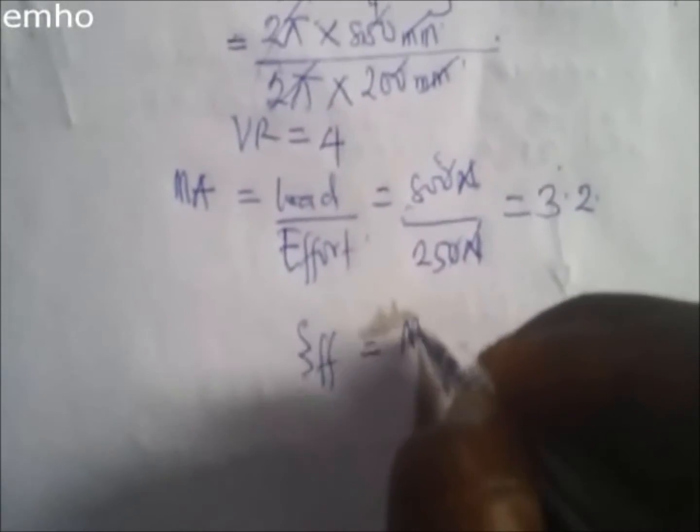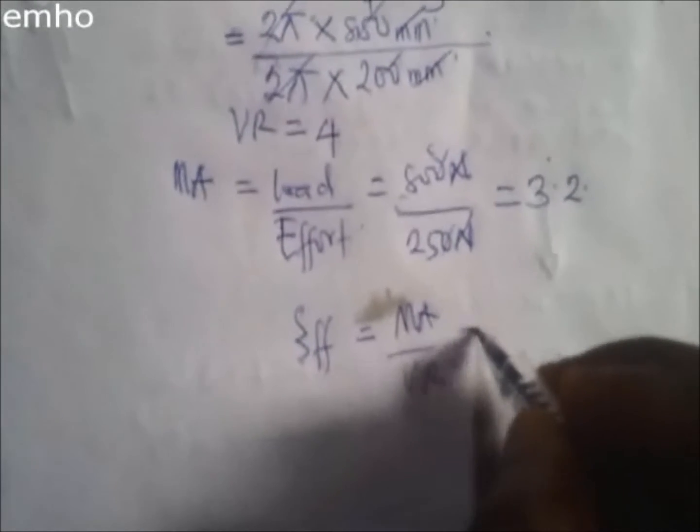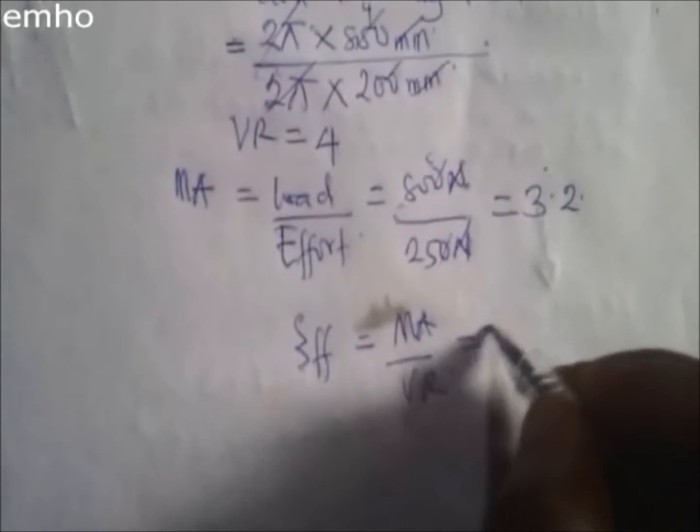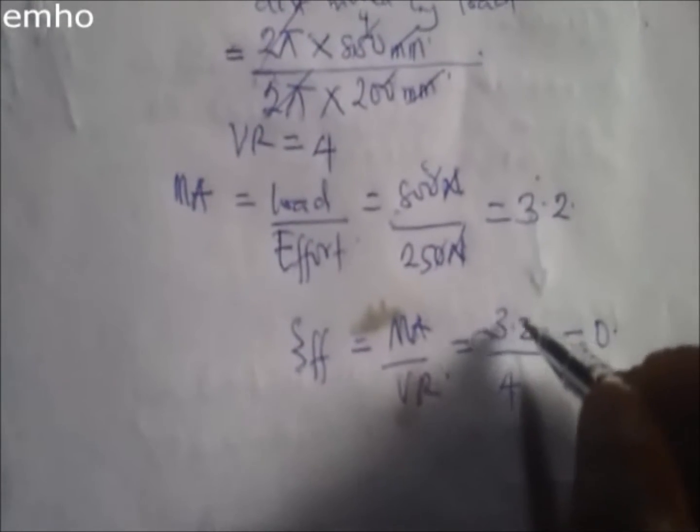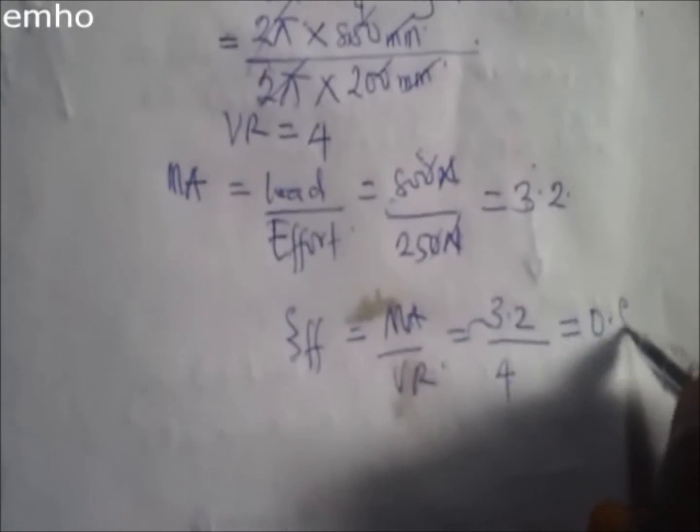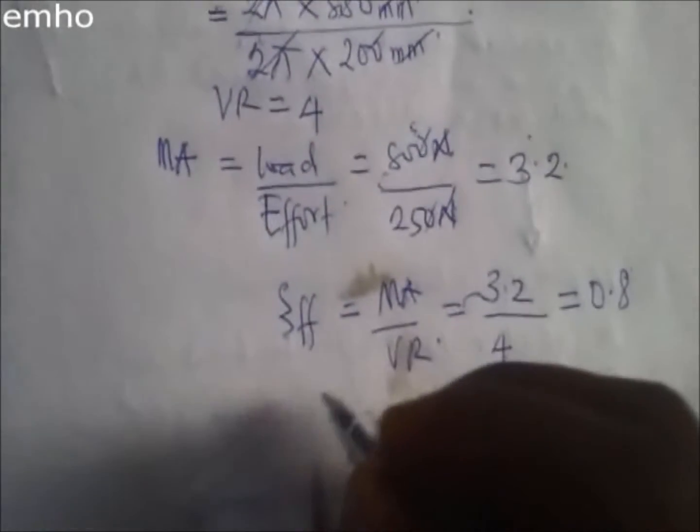That means our efficiency is equal to MA over VR. So we have our MA equal to 3.2 divided by our VR, which is equal to 4. This is going to give us 3.2 divided by 4, that is about 0.8. So our efficiency is equal to 0.8.